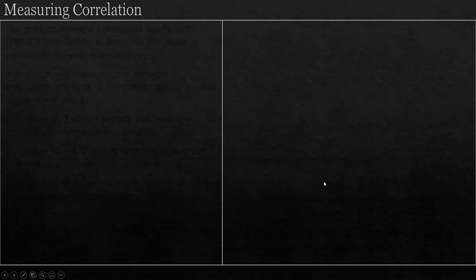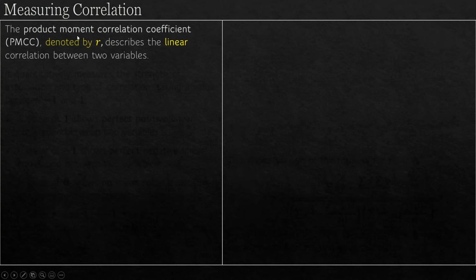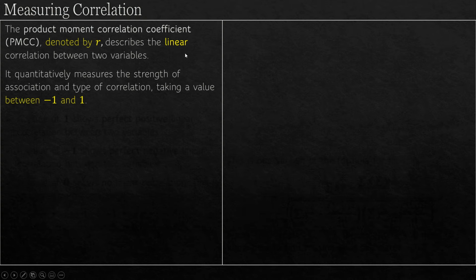Hi, in this video we're going to have a little introduction to measuring correlation. The product moment correlation coefficient, denoted by R, describes the linear correlation between two variables. So it measures whether we can draw a line or a line of best fit to represent a trend or relationship between the two variables. I'd like to stress that it only measures linear correlation, not exponential, not any other, only linear.